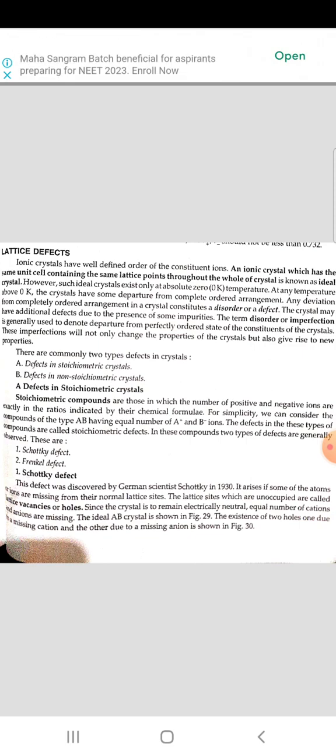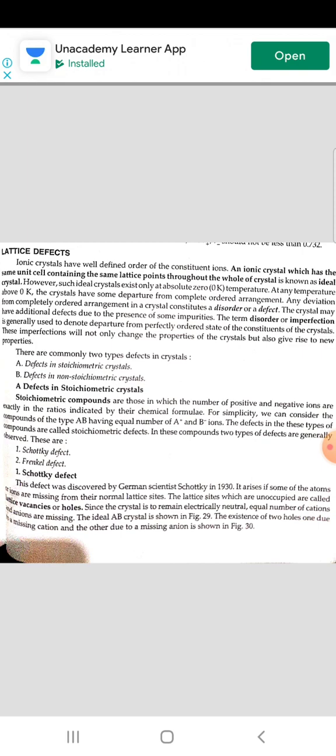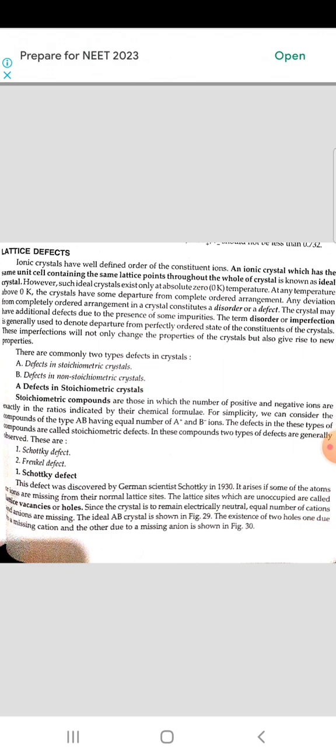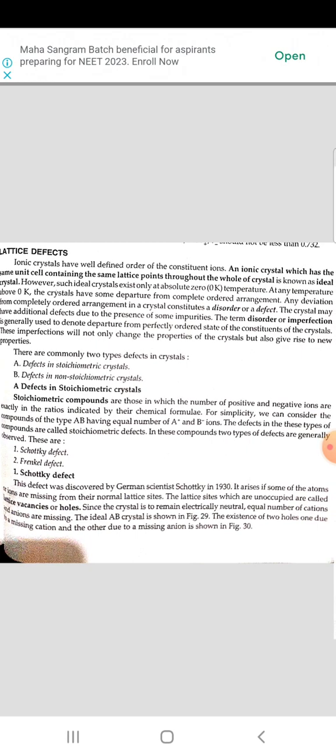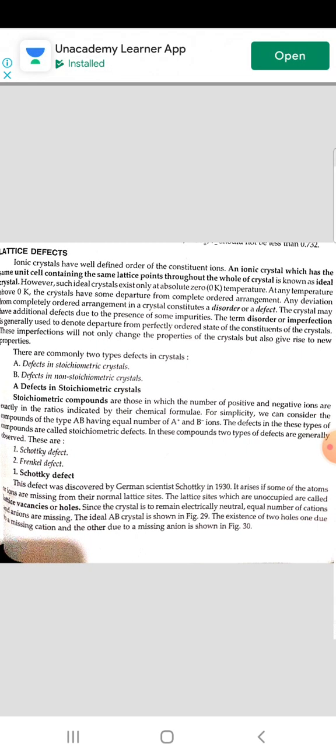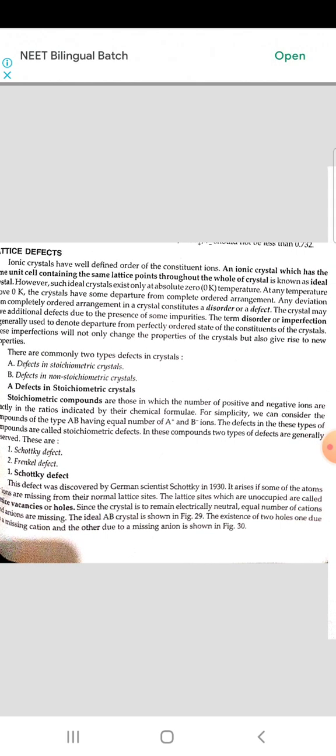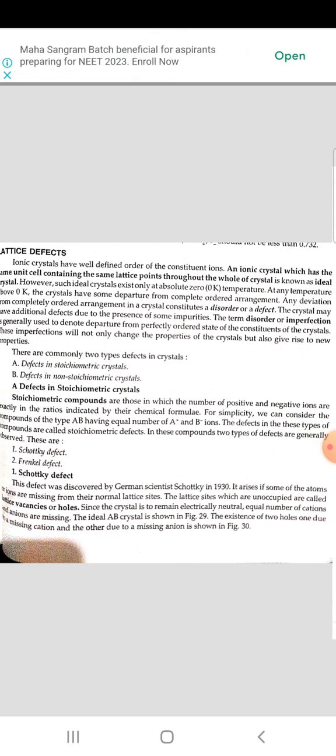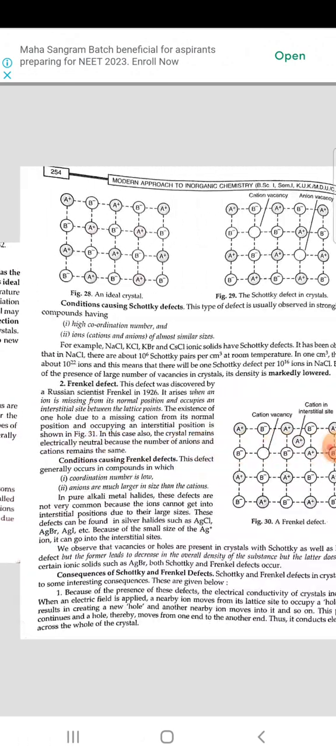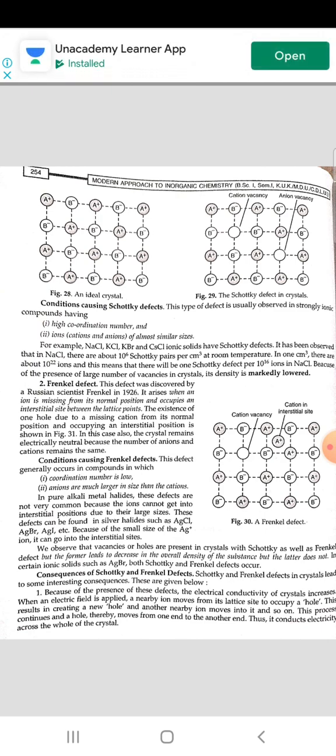Schottky defect. This defect was discovered by the German scientist Schottky in 1930. It arises if some of the atoms or ions are missing from their normal lattice sites. The lattice sites which are unoccupied are called lattice vacancies or holes. Since the crystal is to remain electrically neutral, an equal number of cations and anions are missing. The ideal AB crystal is shown in figure 29. The existence of two holes, one due to the missing cation and another due to the missing anion, is shown in figure 30.